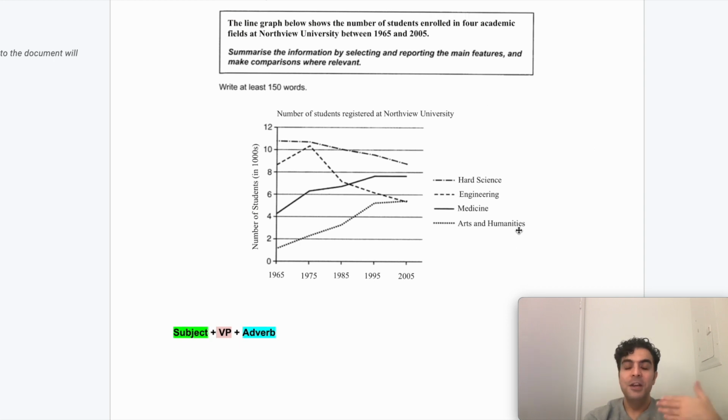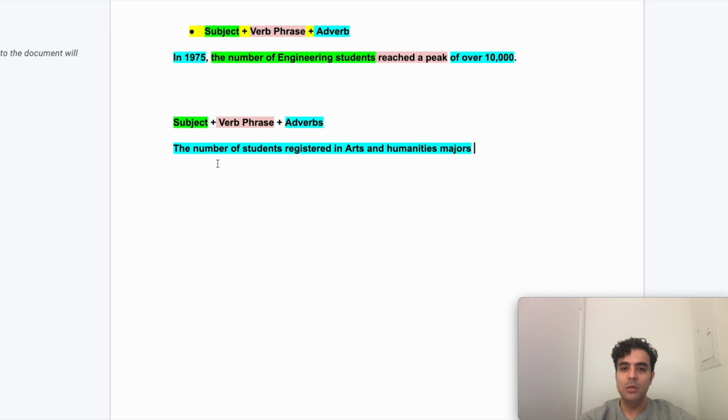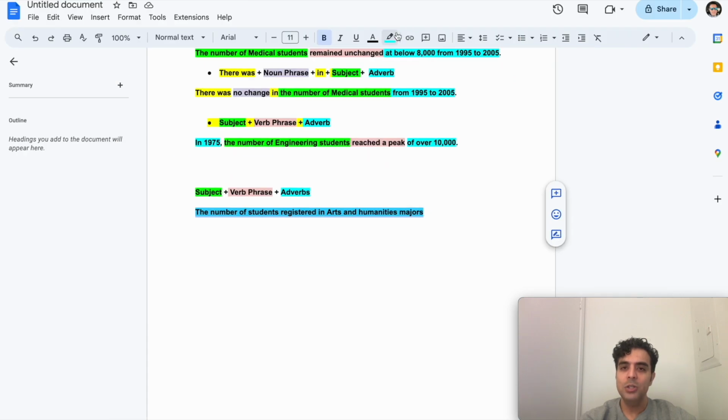Notice I could have said the number of arts and humanities students. Remember, sometimes you can use it as an adjective coming before the NP, the head NP. Sometimes it appears after. And so sometimes you can only do one. Keep that in mind. Sometimes only one option is possible, but it's always a good idea to play around with these structures if you can. All right, so far we have the subject down. So the number of students registered in arts and humanities majors, this is gonna have to be in green.